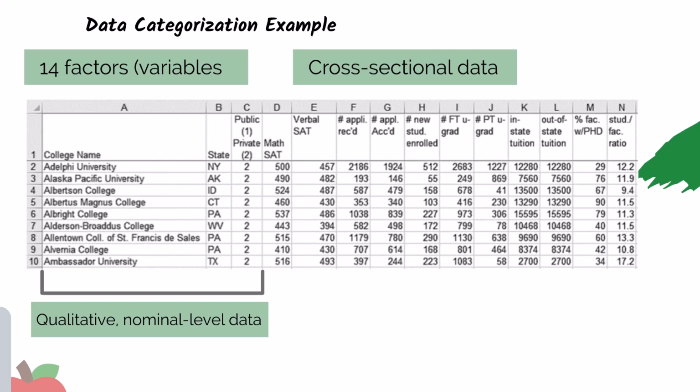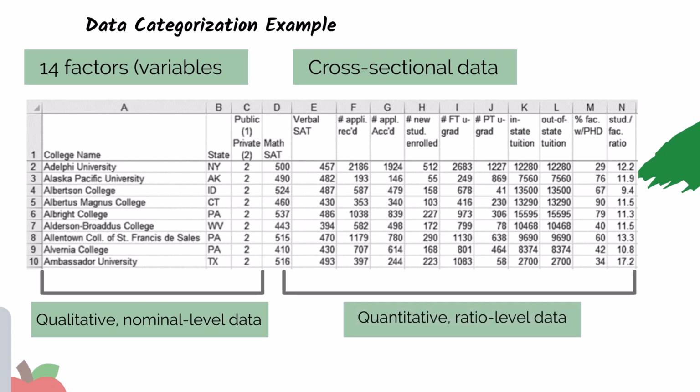If you look to the right, we see SAT scores, number of applications, number of enrolled students, number of full-time and part-time students, tuition, percent of faculty with PhDs, and the student-to-faculty ratio. These are all numeric, so we know it's quantitative, and because they are measurable with a true zero, we can see that these are also ratio level data, because you could get a 0 on your SATs, for example.